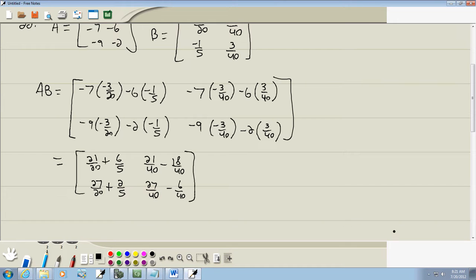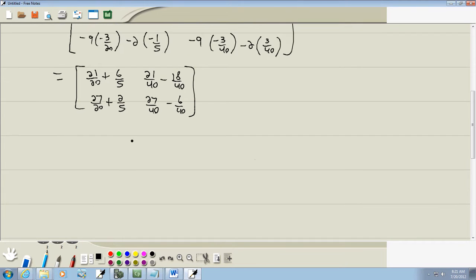Now really, at the point where you see it's not going to give you a diagonal of 1s, 0s everywhere else, you could stop right there. I'm just showing the multiplication, so you can see another example of that. Now I get a common denominator here, so this becomes 21 over 20 plus 24 over 20. Multiply top and bottom by 4. Now this already has the same denominator, so I go and subtract the top parts. 21 minus 18 is 3/40.